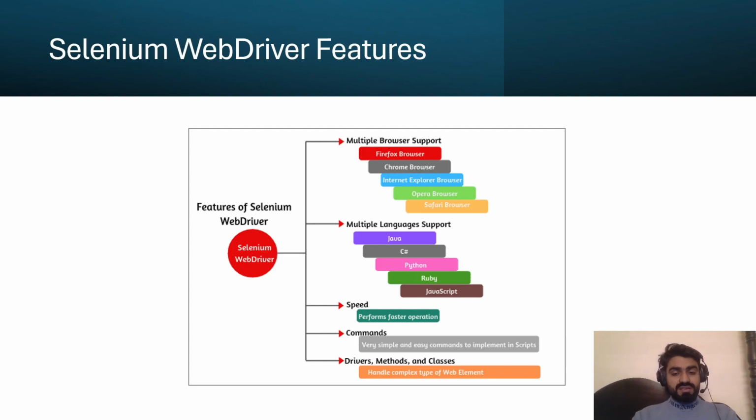Third best benefit is speed. In Selenium 4, the architecture has been modified a lot as compared to Selenium 3. So it has also improved the speed of the execution. The interaction between the web browser and the Selenium commands has been shortened, which makes the execution faster. Okay, so speed is also a benefit in Selenium WebDriver 4. Commands are very simple and easy to implement in the scripts. You don't have to worry that you have to learn a lot of syntaxes or a lot of commands over here. There are predefined methods in Selenium.